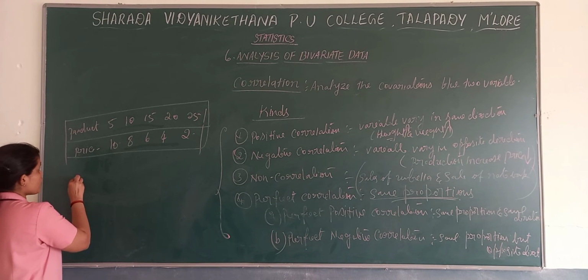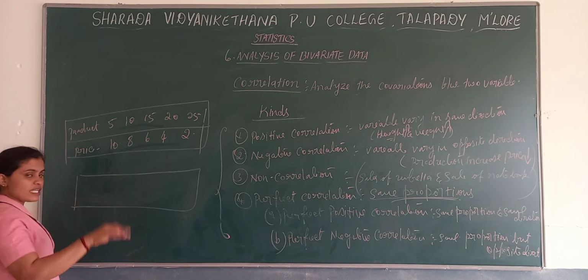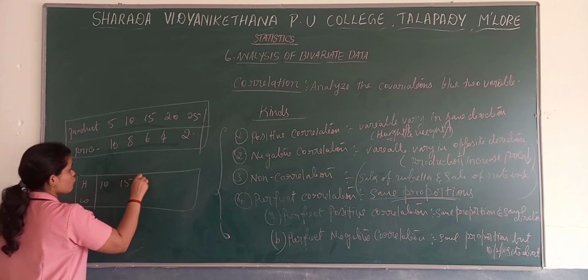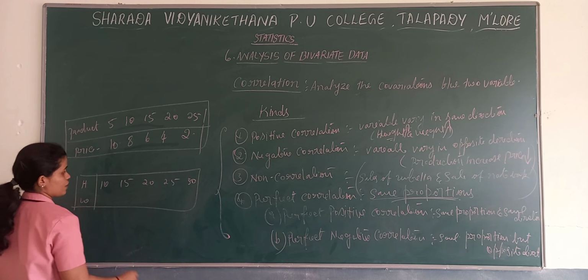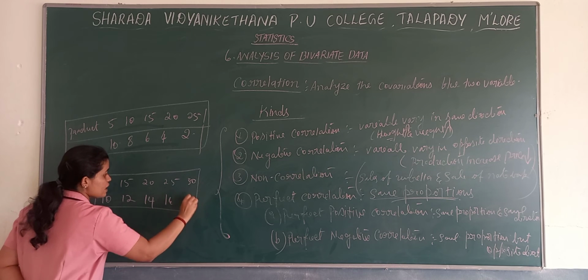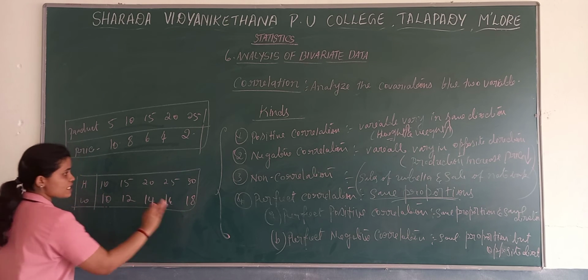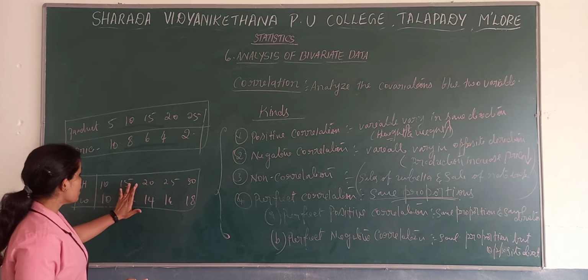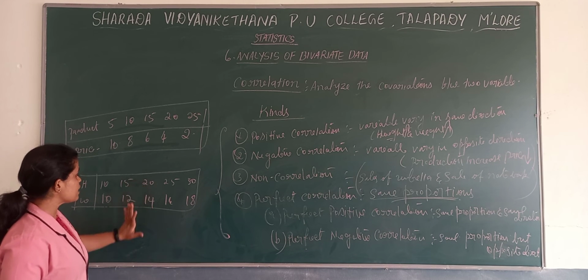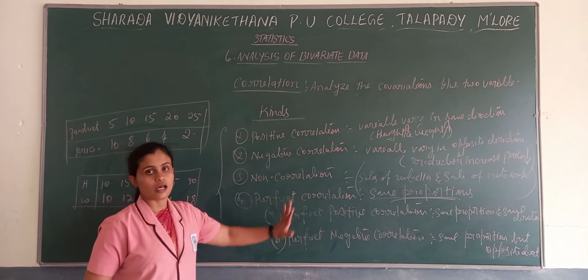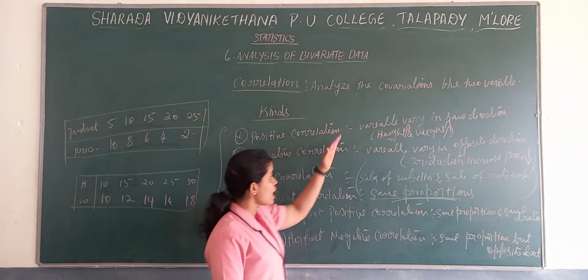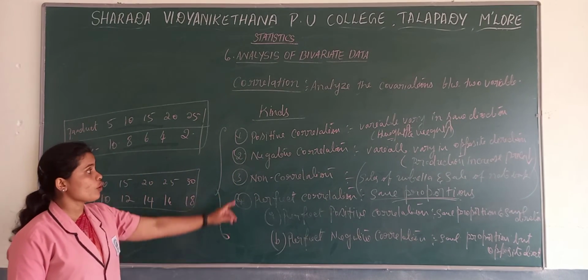Perfect positive means variables vary in the same proportion and in the same direction, like height and weight: 10, 15, 20, 25, 30, then here 10, 12, 14, 16, 18. Here it increases, here it also increases, in the same direction and proportion. Gap of 5 it increases, gap of 2 it increases. So this is perfect positive, and this is perfect negative. So we have the 4 kinds of correlation.